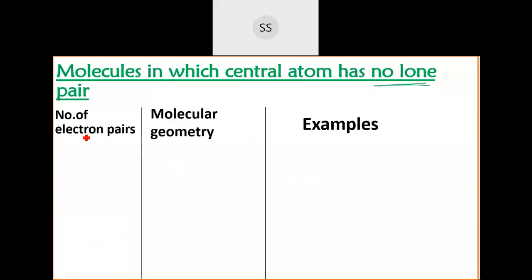Okay, so the number of electron pairs: if there are 2 electron pairs present, the central atom is A, and then 2 bond pairs. When I say electron pair here, we are talking about bond pairs of electrons which are held with each other. These are bonded with the central atom. So here one bond is here.